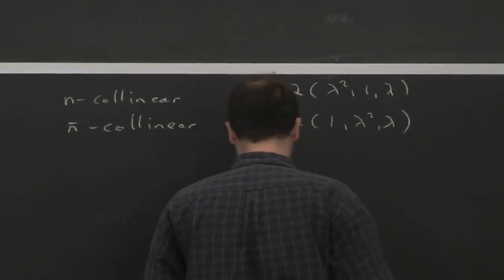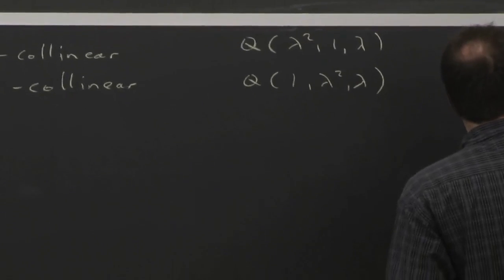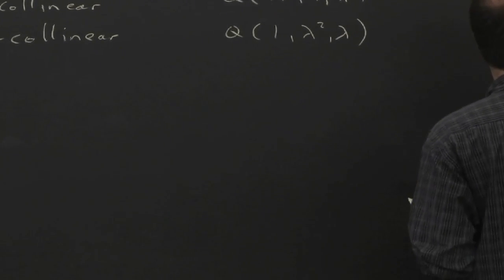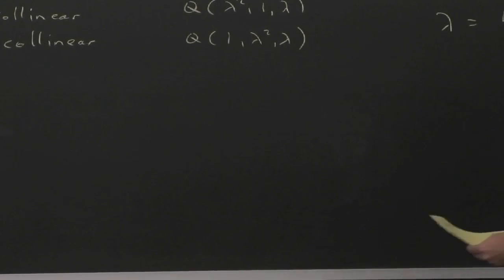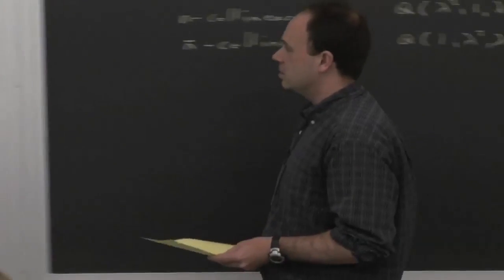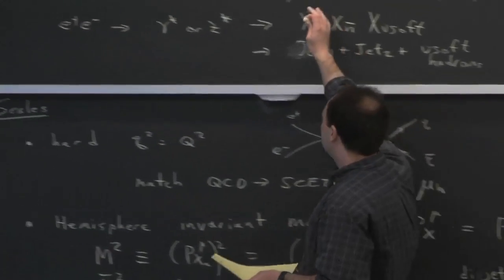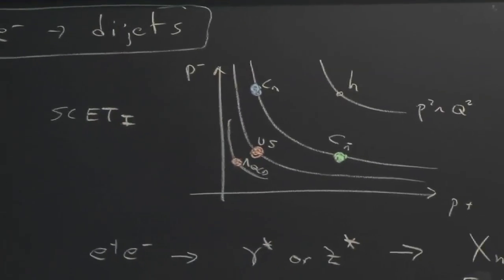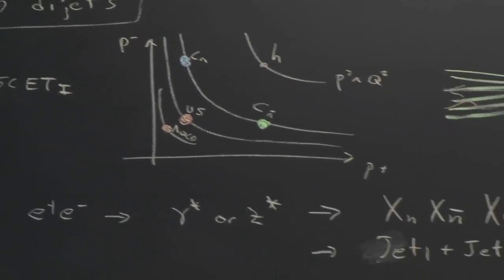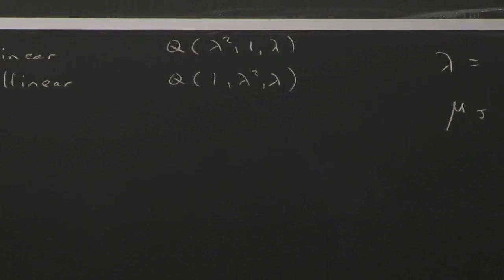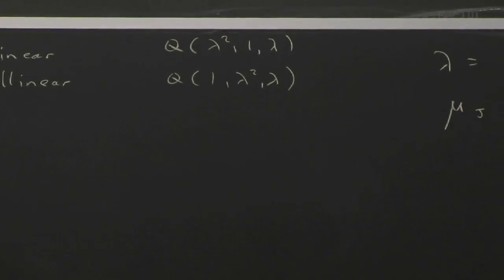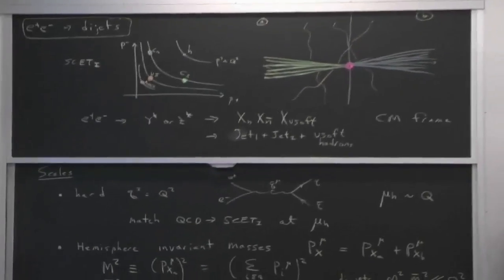So I'm reminding you of some things we talked about before, but it was a while ago. The power counting parameter here is m over q. If you want to say that there's a scale in this picture associated to the collinear modes, then you would say it's on a kind of jet scale, and that's of order m. OK. Any questions so far?